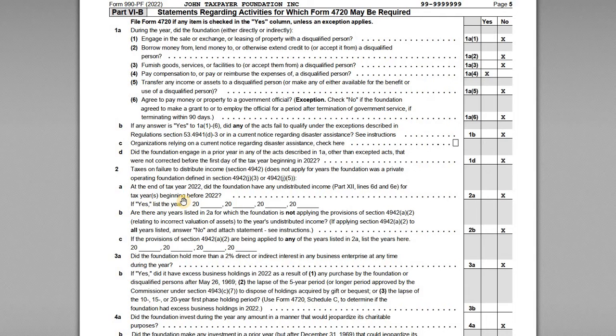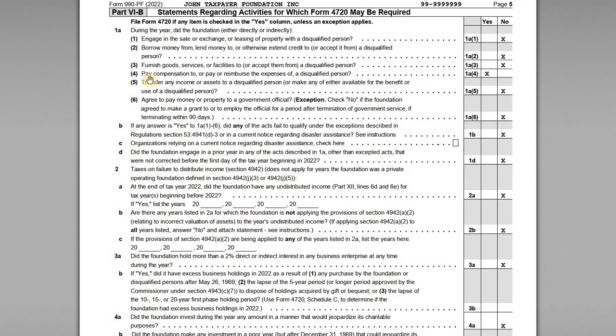It's any substantial contributor, right? So we just touched on that. It's any foundation manager. It's persons that own more than 20% of a company that is also a contributor to the foundation. It's family members of any of these people. So it's quite a long list of who is a disqualified person. But in this case, we can answer no to all of them except for 1A4, right?